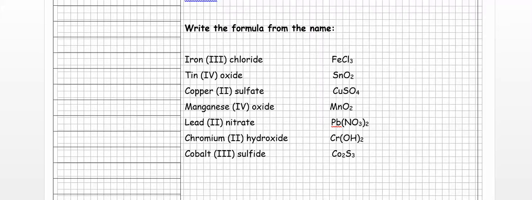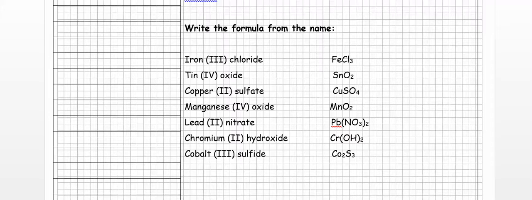All right, let's move on. We've got copper 2 sulfate, CuSO4 for the next one. Sulfate has a charge of -2, so it'll cancel with the +2 on the copper. Manganese, Roman numeral 4 oxide, we have MnO2. Lead 2 nitrate, Pb(NO3)2, open parentheses, 2. Yes, those parentheses have to be there. Next, chromium Roman numeral 2 hydroxide, Cr(OH)2.